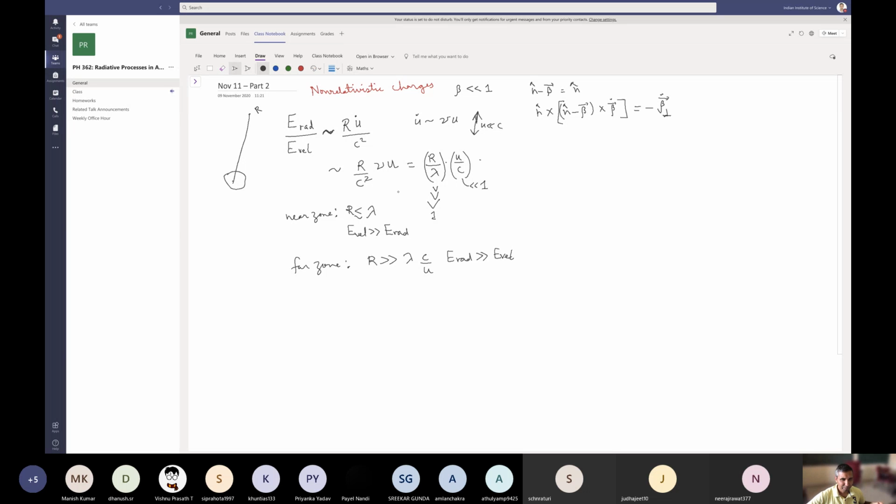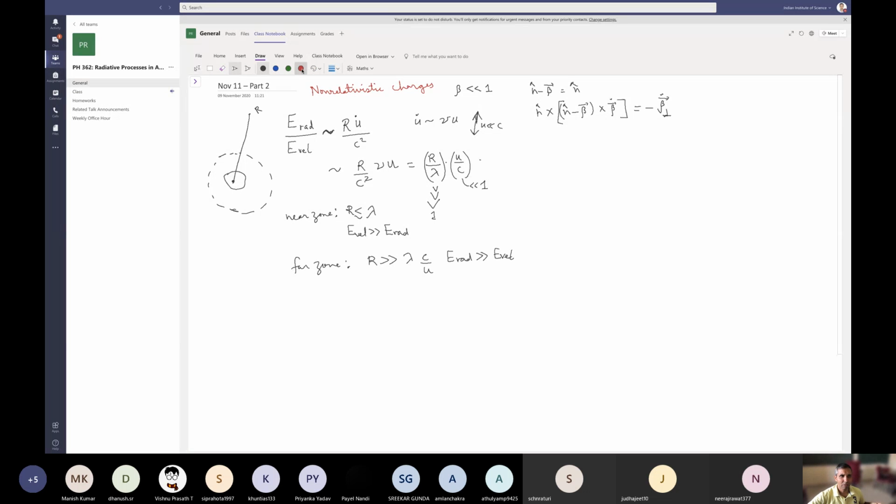Okay, is this clear? So this is the transition, and this is the far zone. This is where it really becomes true radiation of the kind we are familiar with. The near zone has very similar behavior to electrostatics, in the sense that the field goes like 1 over r squared. That's why it's called the velocity field. Okay, so this is fine.